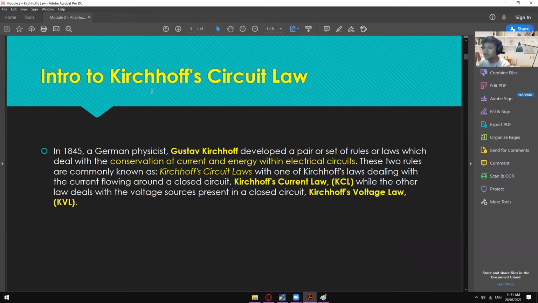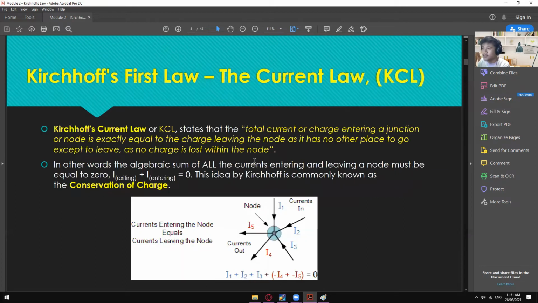Okay. And then this law is divided into two. We have the KCL and the KVL. KCL is for Kirchhoff's current law, and KVL is for voltage law. For the KCL, we just have a simple rule: the total current or charge entering a junction or node is exactly equal to the charge leaving the node, as it has no other place to go except leave, as no charge is lost within the node.